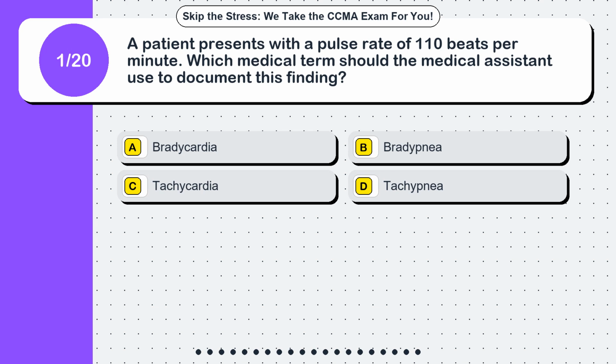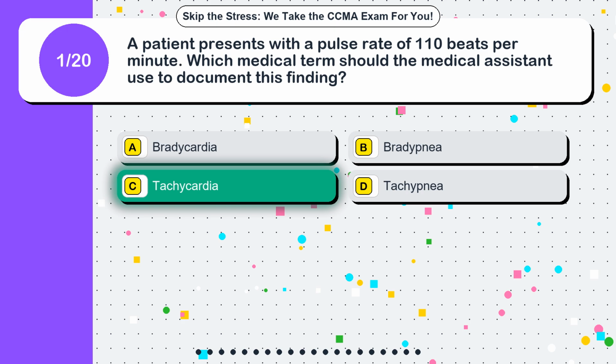Question 1. A patient presents with a pulse rate of 110 beats per minute. Which medical term should the medical assistant use to document this finding? Option A, bradycardia. Option B, bradypnea. Option C, tachycardia. Option D, tachypnea. The correct answer is option C, tachycardia.